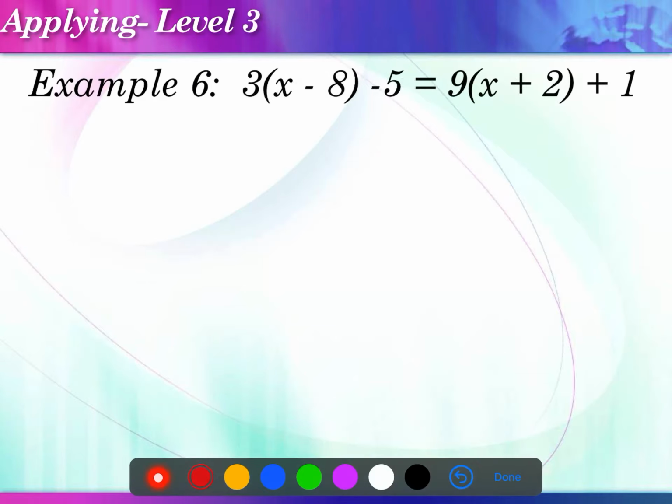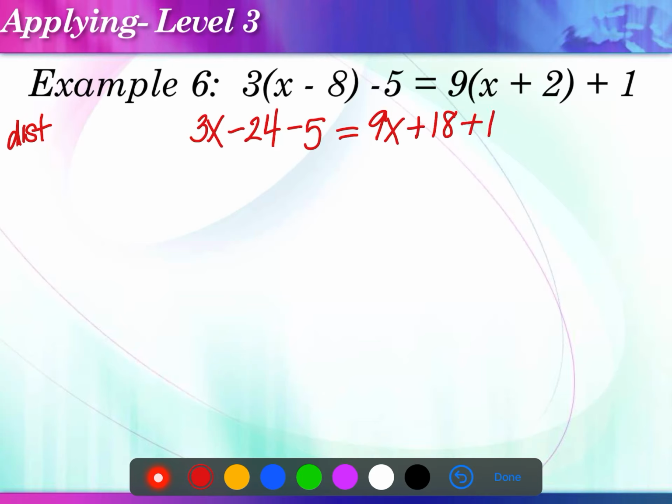All right, definitely making this a lot more complicated now. We've got variables everywhere. We've got distributing. Okay, so we're going to put all of our steps together in one problem. So I'm going to distribute first. So 3x minus 24 minus 5. That's on the left. Okay, on the right is 9x plus 18 and plus 1. So remember that negative 5 and that 1, those are just getting carried down because they are not inside the parentheses to distribute.